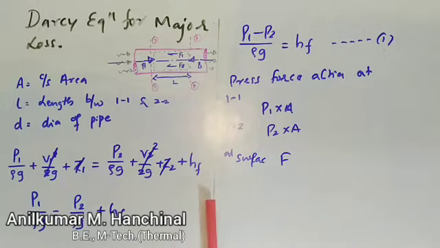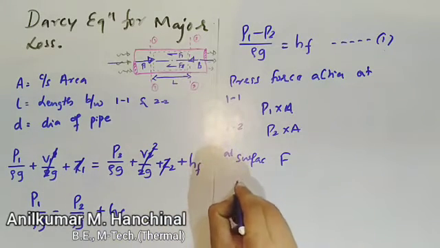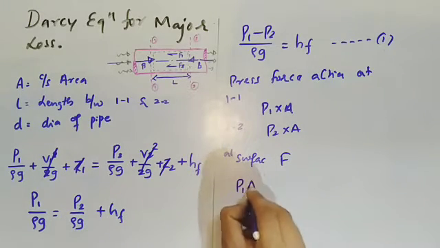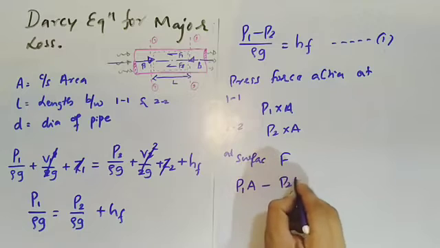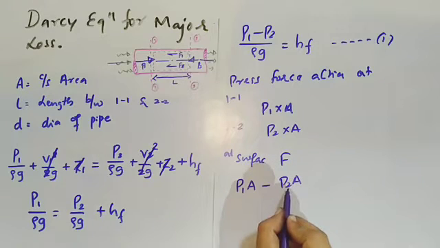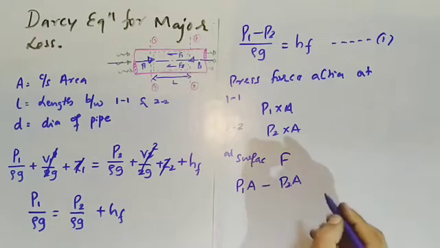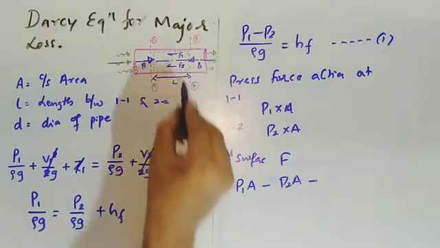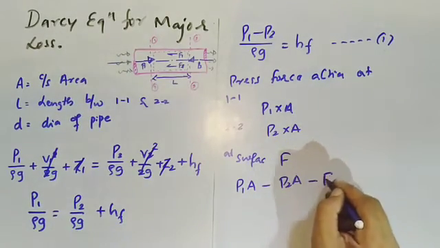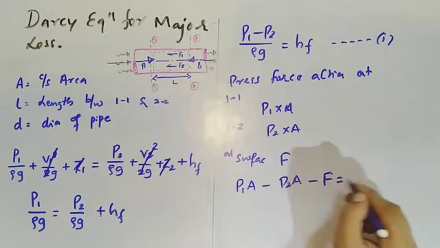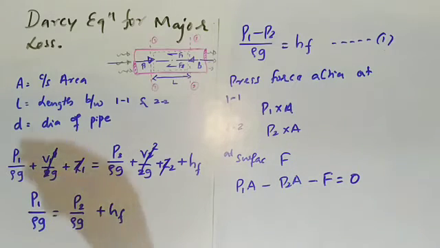Now if I resolve these forces in the horizontal direction and equate it to 0, then it will be P1 A1 minus P2 A2. As it is flowing in the opposite direction, I have considered a minus. Even the frictional resistance will be in the opposite direction and will be minus F, equals 0.